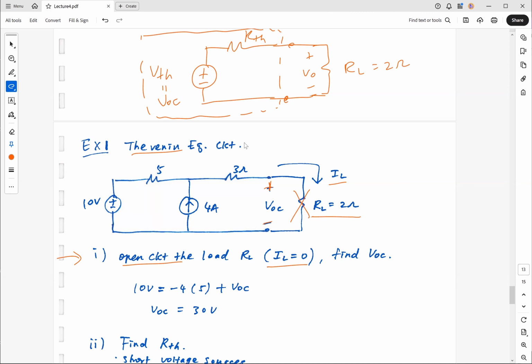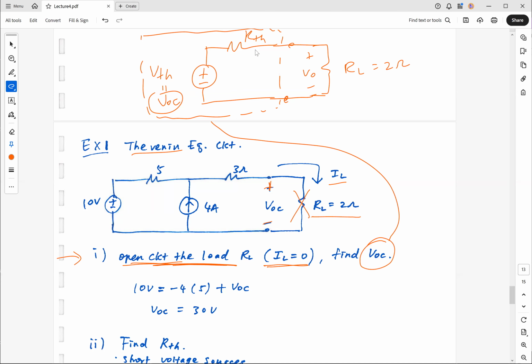After setting this condition, the goal is to find this VOC. To find VOC, the procedure is that you need to open circuit the load. When the load is open, we know that there is no load current, and then we find that VOC. That VOC is this VOC over there, which is the same as VTH. So by applying this condition, if we can find VOC, then we can identify already one of the two components inside this box.